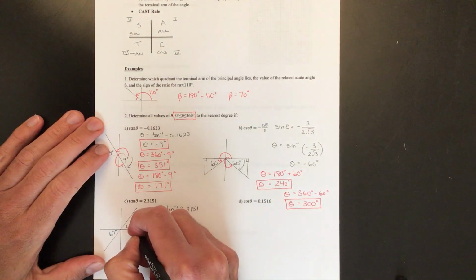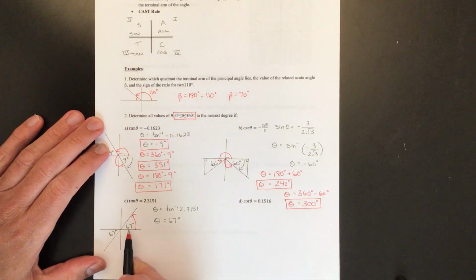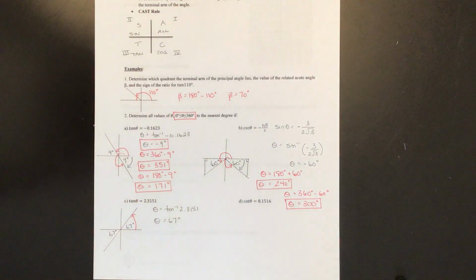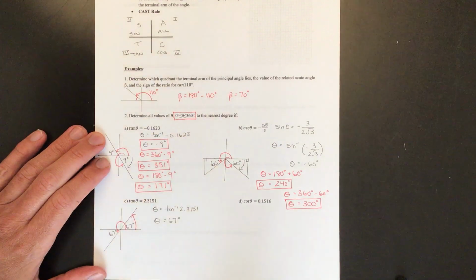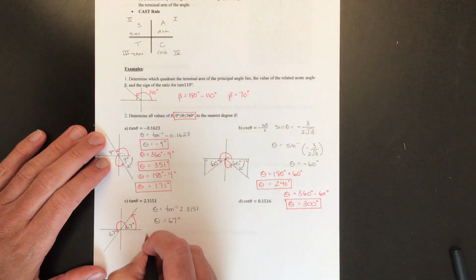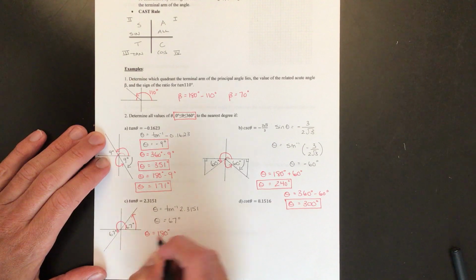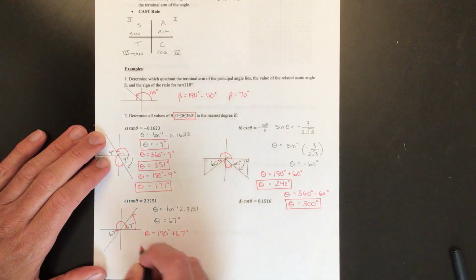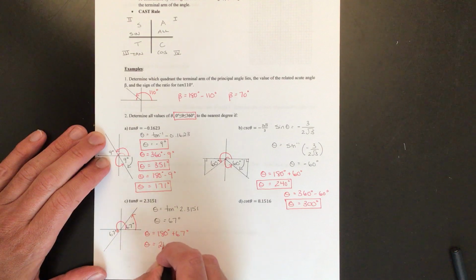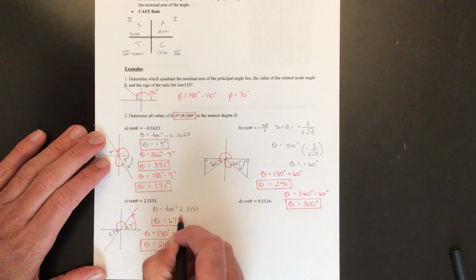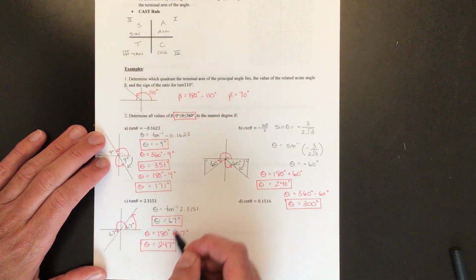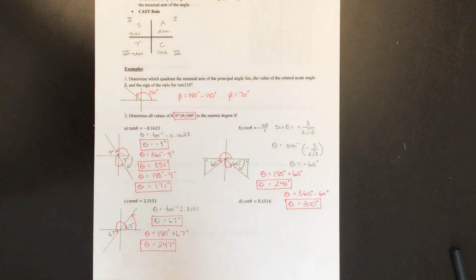To determine my principal angle, well, in this first quadrant, that is my principal angle. It's a principal and the acute, so that's already there. For my second principal angle, I'm going to be doing 180 plus 67, 247. And because 67 is in the first quadrant, in this situation, I'm only getting two angles. I'm not getting three. Because in that first quadrant, the acute angle is the principal angle.